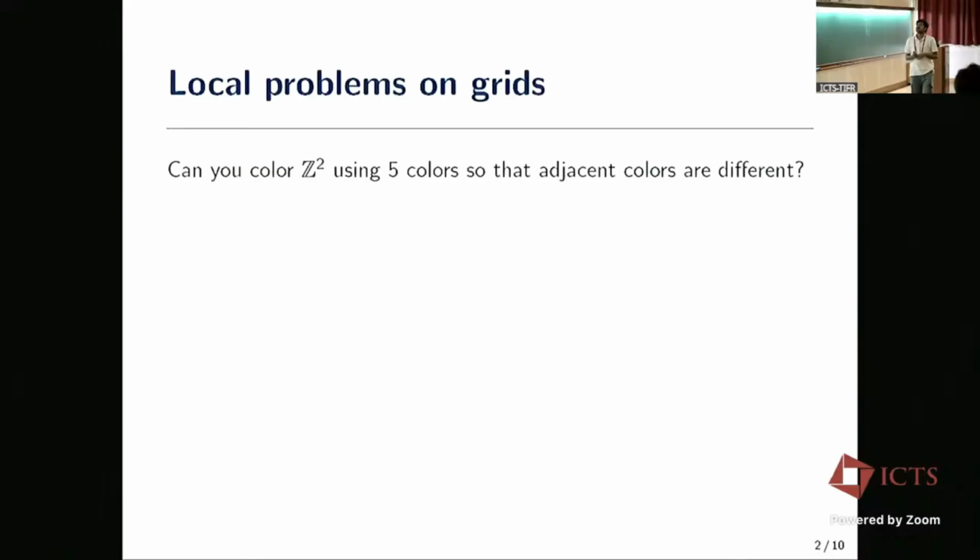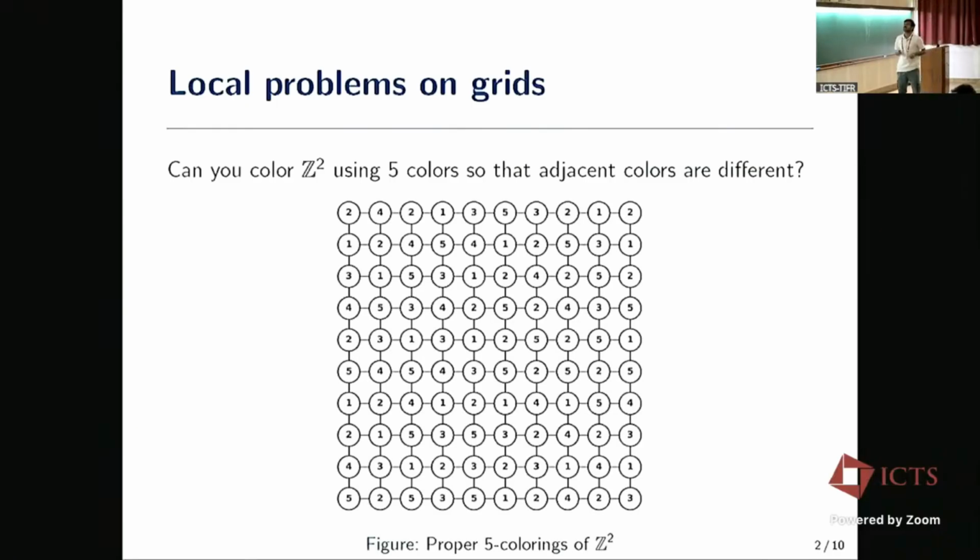So what are local problems on grids? By grid, I just mean Z^d, the d-dimensional integer lattice. Here is a very simple example of a local problem on a grid. Can you color Z^2 using 5 colors so that the adjacent colors are different? Well, the answer is yes, and it's very easy to do. Here is one sample such coloring. Whenever the adjacent colors are different, we say that the coloring is proper. So this is an example of a proper 5 coloring of Z^2, which is a solution of one local problem.